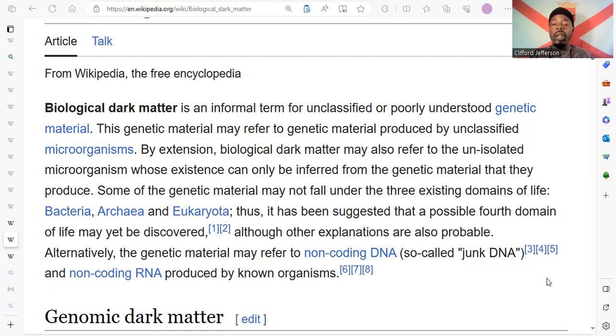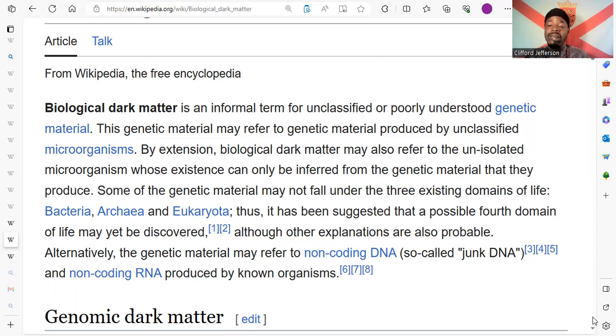Biological dark matter is an informal term for unclassified or poorly understood genetic material. This genetic material may refer to genetic material produced by unclassified microorganisms. By extension, biological dark matter may also refer to unisolated microorganisms whose existence can only be inferred from the genetic material that they produce. Some of the genetic material may not fall under the three existing domains of life, i.e., you hear that? Domains of life: bacteria, archaea, and eukaryota. All right, we already talked about that.